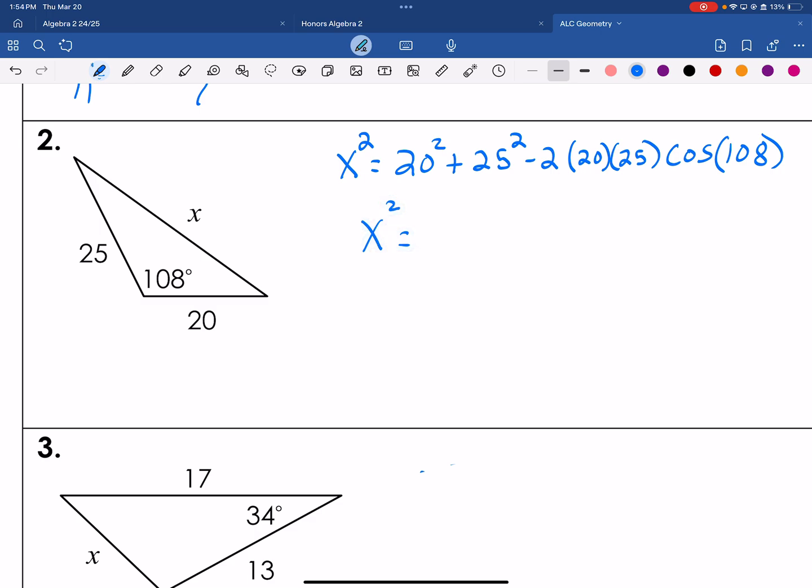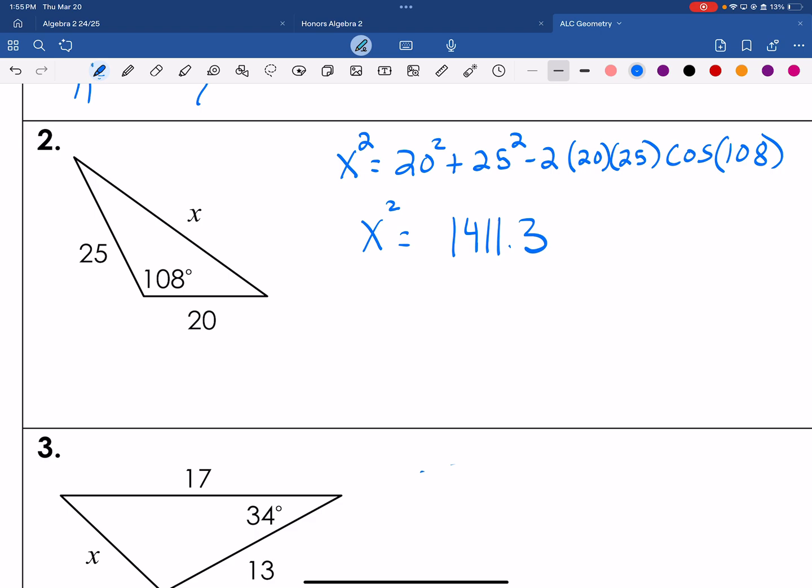1,411.3. Yes? 1,411.3. Is that right? I don't know. I'm asking because I may have screwed it up. Did anybody do it? Is that what it is? That's why I asked. Well, so 20 squared plus 25 squared minus 2 times 20 times 25 times the cosine of 108.